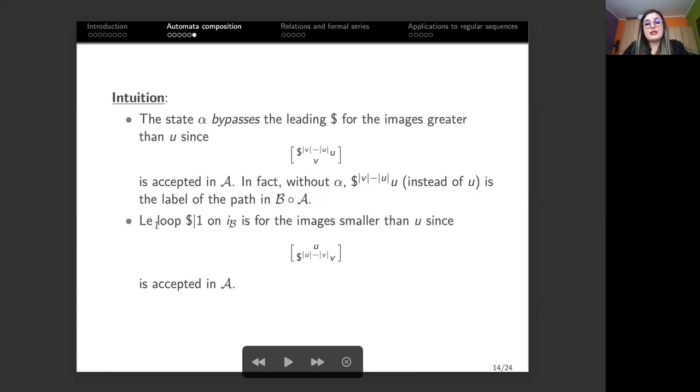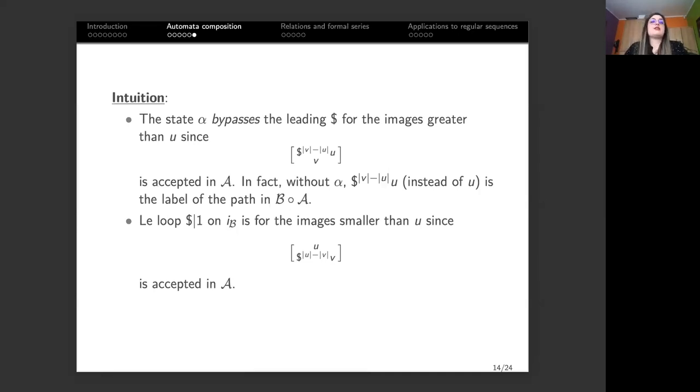The other thing I have done before is adding the loop dollar with weight 1. It was just for having the right answer for the words that are images of U but with smaller length. I mean that if V is an image of U and V is smaller than U, we have some padding dollars before V, but this word can be read in the modified K automaton B such that we can read the dollars in the loop I added, and I just multiplied the weight by 1. So the state alpha is for the images greater than U, and the modification of B is for the images smaller than U.